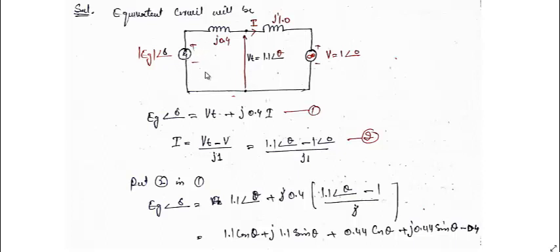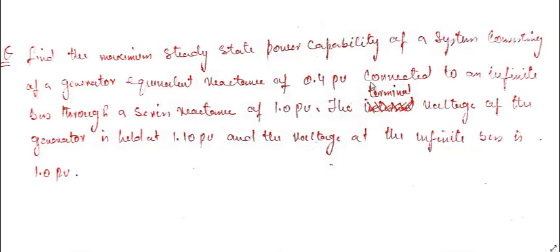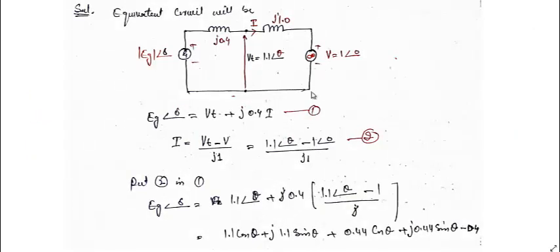So by using simple KVL in the first loop, EG at an angle of delta will be equal to VT plus j0.4 into I. This is also given in the question, that is, the synchronous reactance of the generator is given as 0.4. And the reactance between the infinite bus and this generator is given as 1.0. It's also given here. So these voltages are also given. So the KVL in the first loop will be like this.